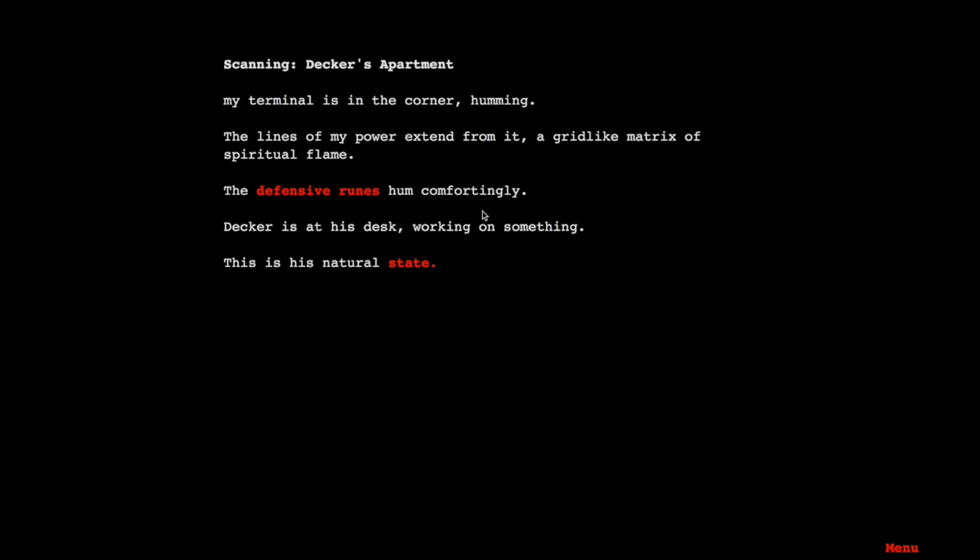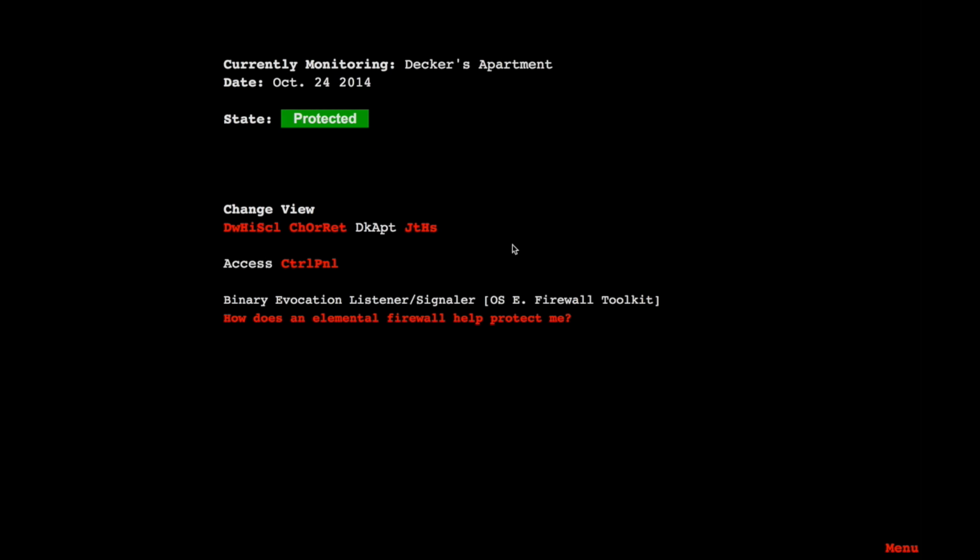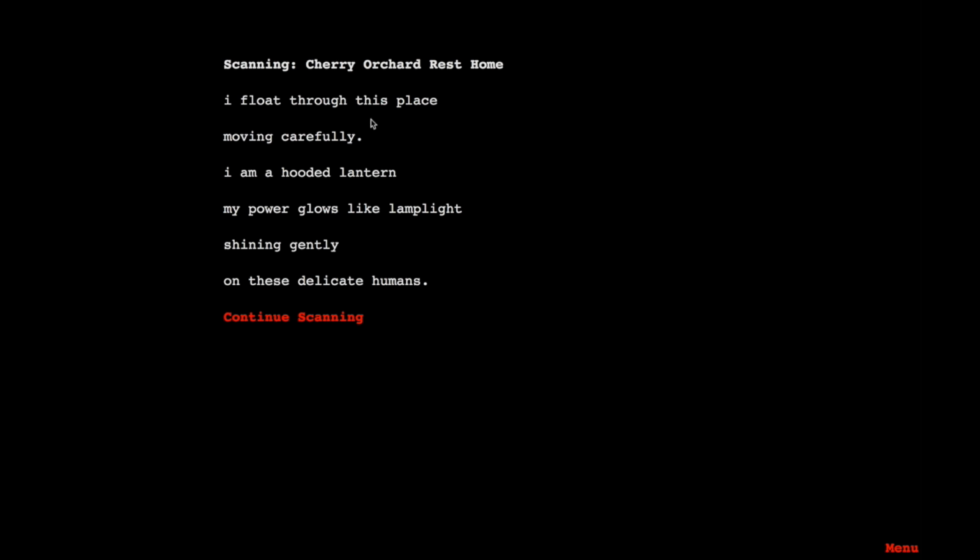Let's see, Decker's working at his desk. This is his natural state. Again, no threats. So far, so good, although I don't expect it to stay that way, otherwise it would be a fairly rudimentary game. Cherry Orchard Rest Home. Okay, old people, this should be safe.